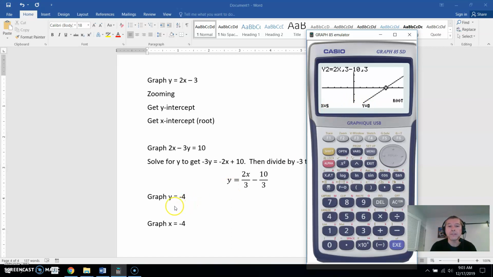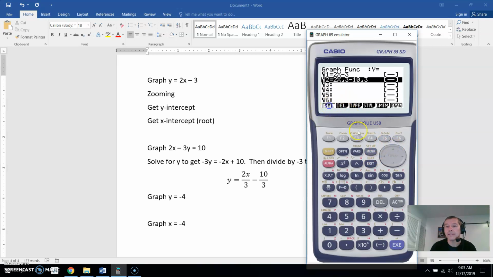Now how about some unusual ones like y equals -4? Well, let's exit and graph that. I'll go up to this one and either delete it or deselect it. Go down here and just type in -4. So what does the graph of y equals -4 look like? Let's lock it in and draw it. And I don't see it.